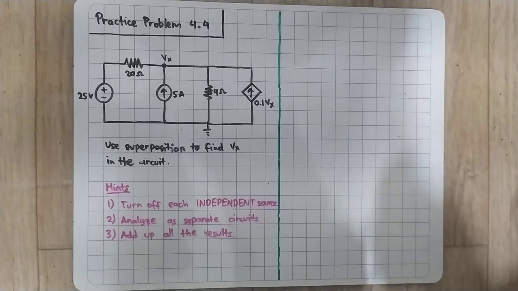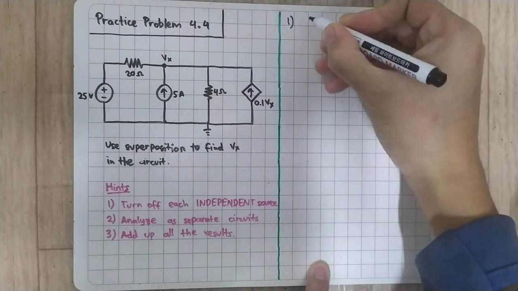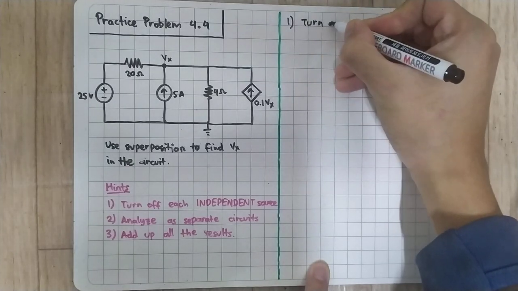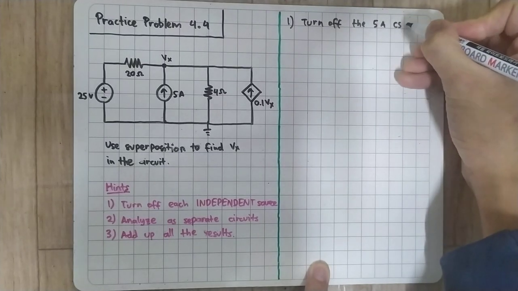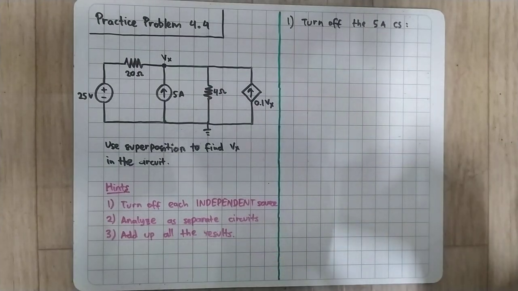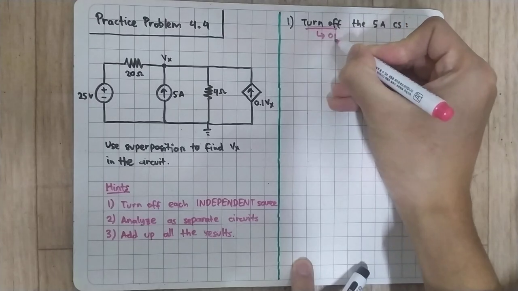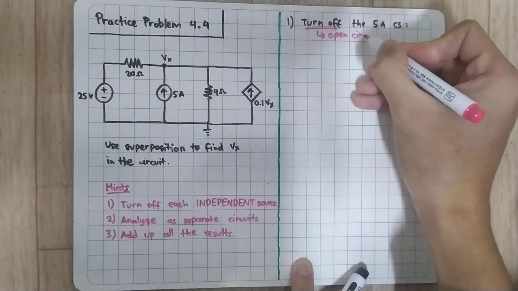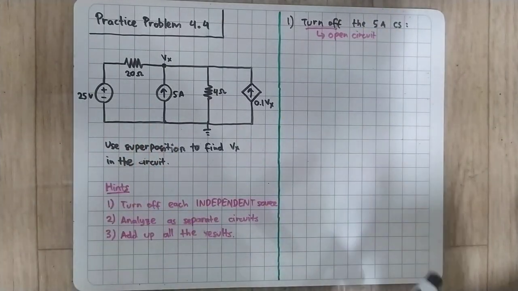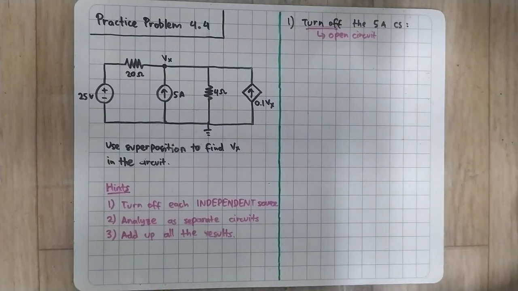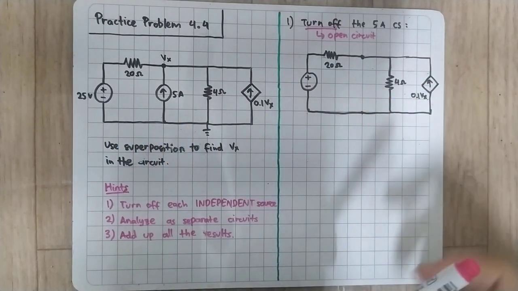Okay, so for the first step, I want to turn off this current source first. Now first I will need to turn off the 5 ampere current source. Turning off a current source means that it is replaced by an open circuit. I will redraw the circuit with the current source replaced by an open circuit.